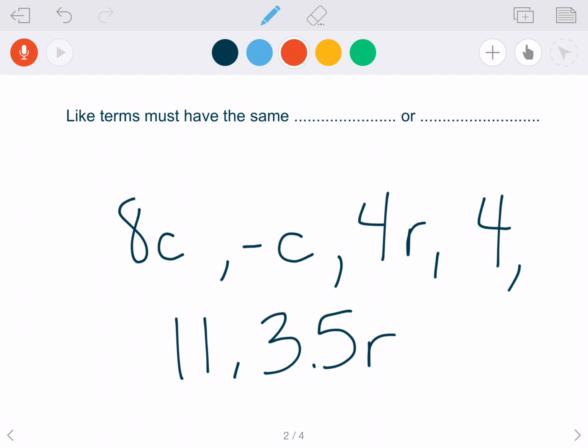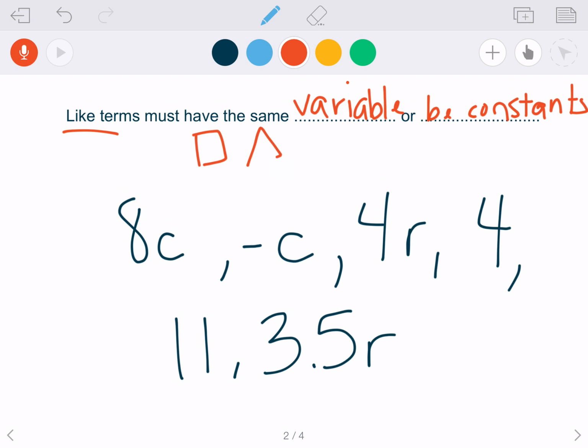So let's just make sure we know what like terms are. And things that are alike are obviously similar. They must have the same variable, or they must be constants. And remember, a constant is just a number by itself. So if I am doing this and do not have colors, I can use different shapes. I could put like terms in a square or a triangle or a circle, or a little cloud shape. If I have different colors, I like to use color in my life, so I'm going to use different colors for these.